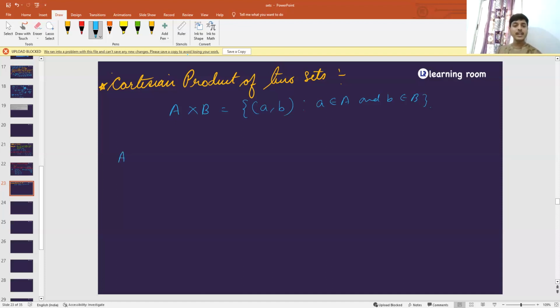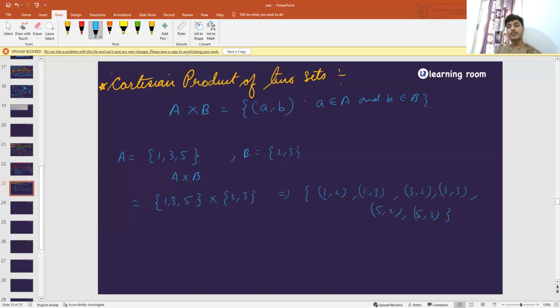For example, if set A is {1, 3, 5}, let us say, and set B is {2, 3}, and we are asked to find A cross B. So A cross B will be nothing but {1, 3, 5} cross {2, 3}. So you have to make a set of ordered pairs. So what can be the possible ordered pairs? The ordered pairs can be (1, 2), (1, 3), (3, 2), (3, 3), then (5, 2) and (5, 3). Understood, everyone?